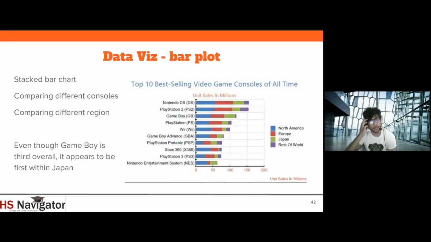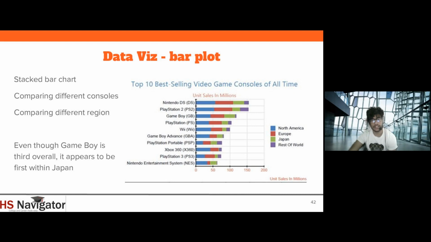Next, we could look at a bar plot. You could have a stacked bar chart, and in this case, we're comparing different consoles with the top 10. Over here, we have a bar plot with the top 10 best-selling video game consoles of all time. And what we're comparing is different regions. So as you can see, for example, the Nintendo DS sold a lot, the most in North America.